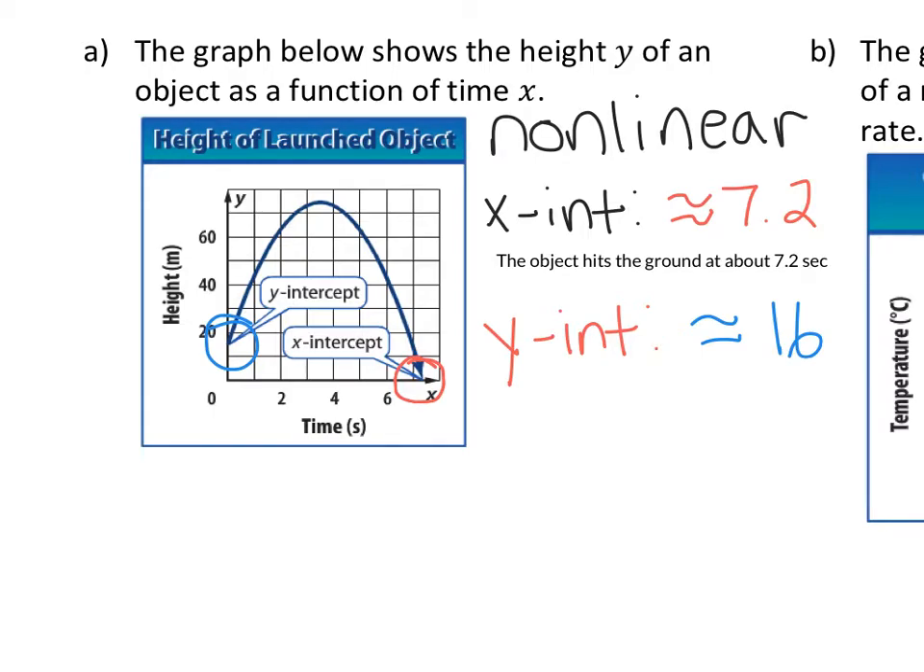So let's go ahead and write that down for our interpretation. The height of the object when it was launched was about 16 meters. Go ahead and try letter B.